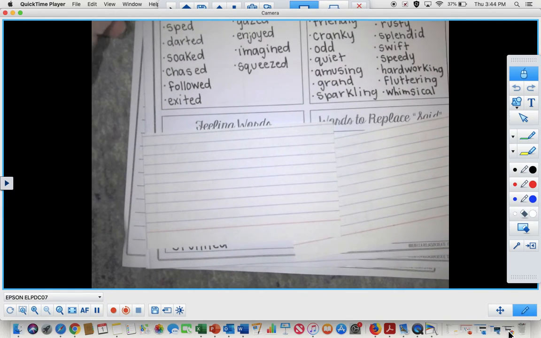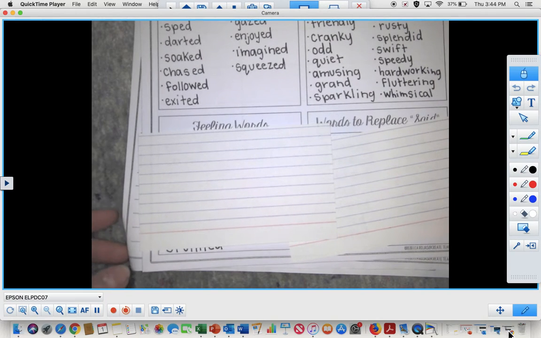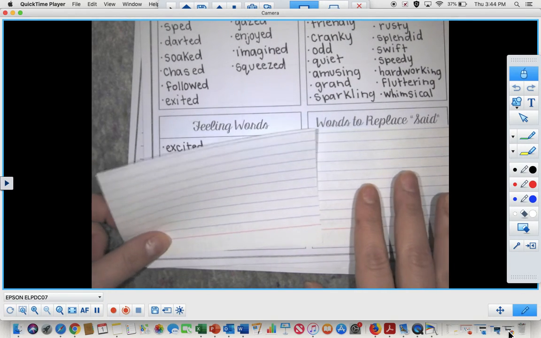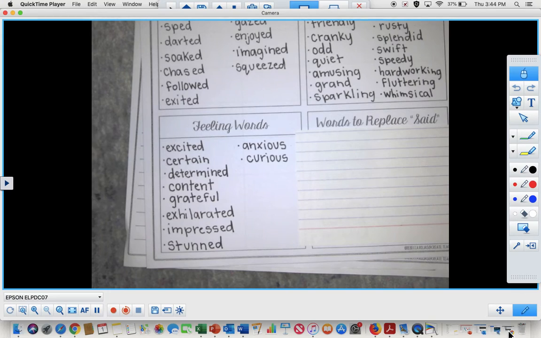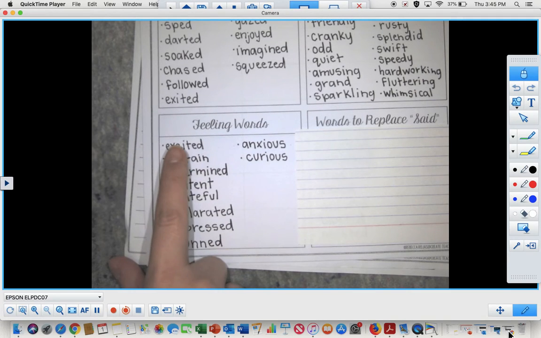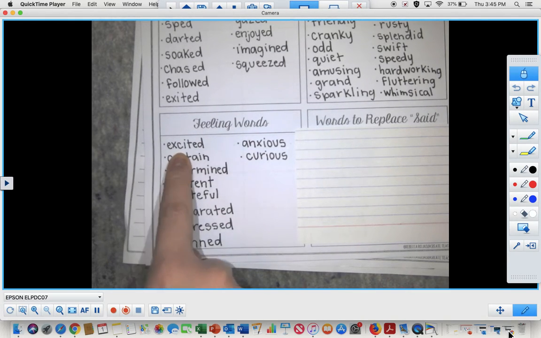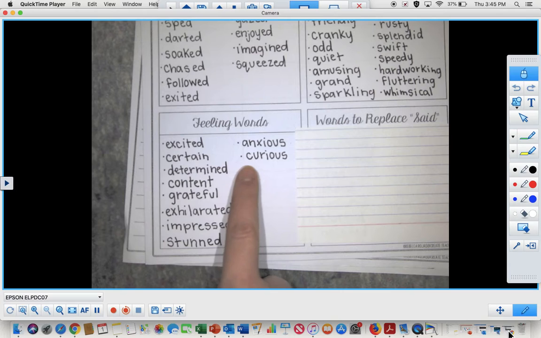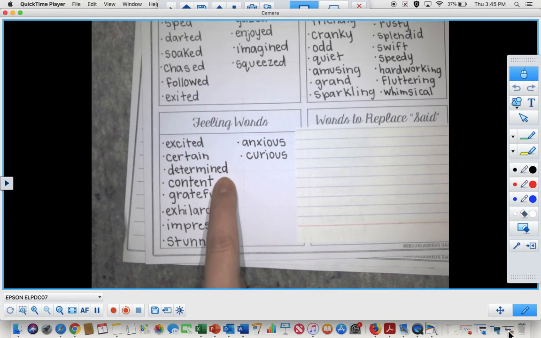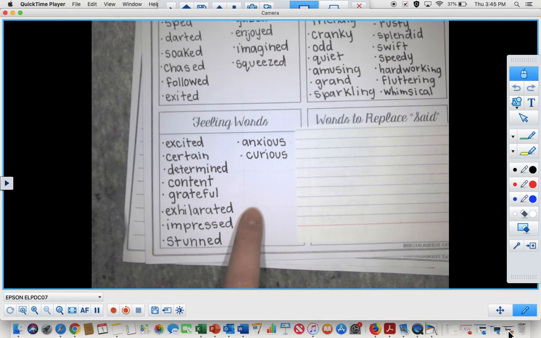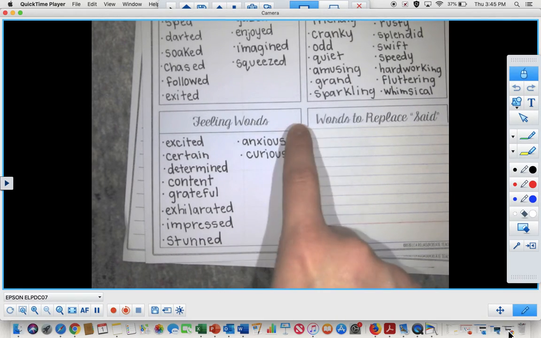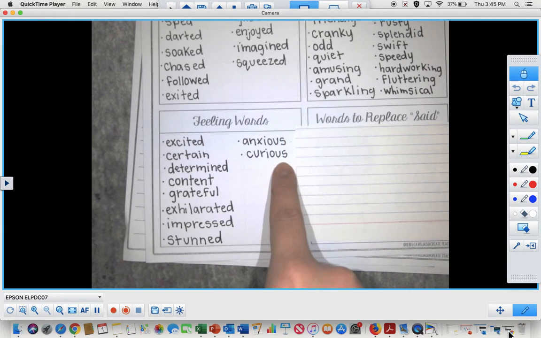Then I have my final two sections, and my first section I'm going to share with you is feeling words. I don't want to just see sad or happy. Those words are used way too much and it gets a little boring. So some feeling words I came up with are excited, certain, determined, content, grateful, exhilarated, impressed, stunned, anxious, and curious.